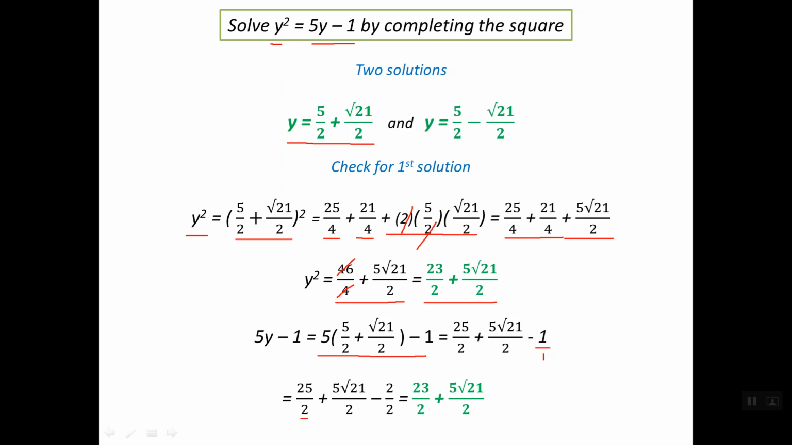So this is the first term and this is the second term. Regarding minus 1, we multiply both the numerator and the denominator by 2. So we reach minus 2 over 2. So 25 minus 2 is 23 over 2 plus 5 root square of 21 over 2. See that we have the same solution. Regarding the second solution, I leave it to you.